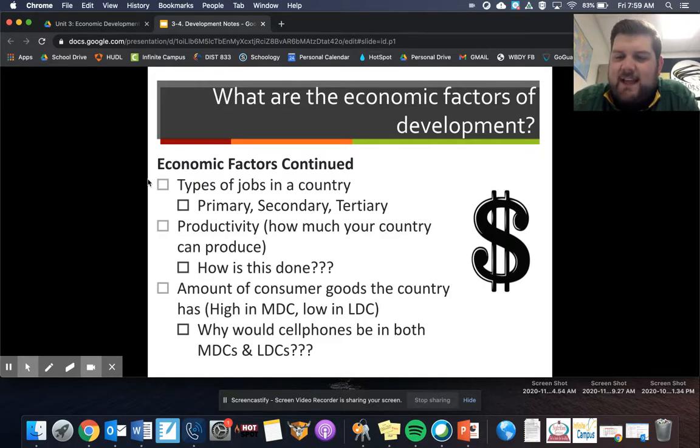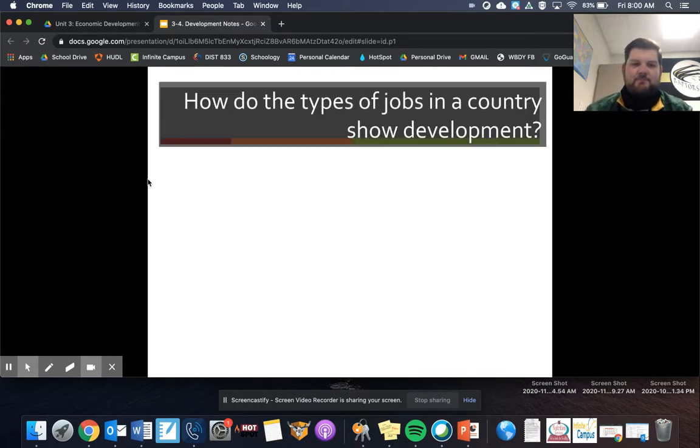The only exception to that is cell phones. Cell phones are in both MDCs and LDCs. It's the only consumer good that we can see in both because of the importance of cell phones and how important it is to be able to communicate with people in other places and things like that. So that's the only one that is prevalent in both types of countries.